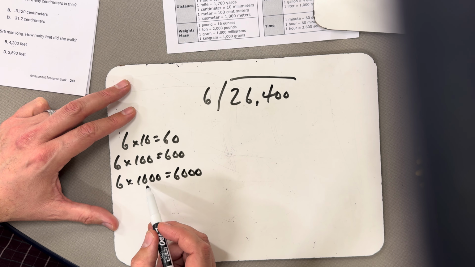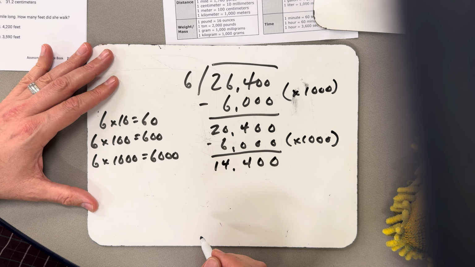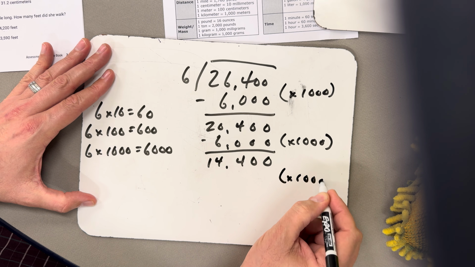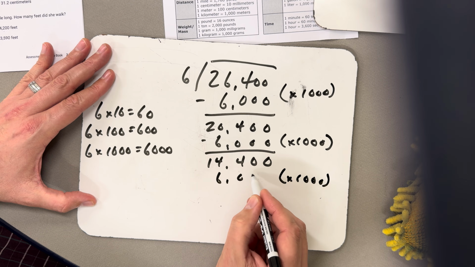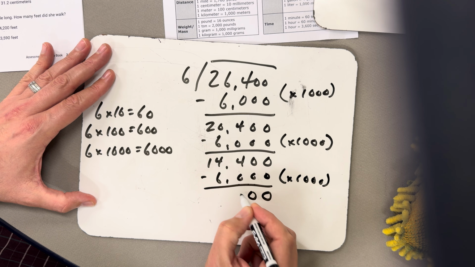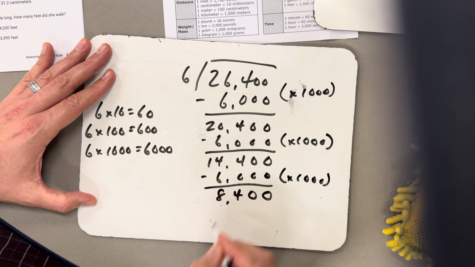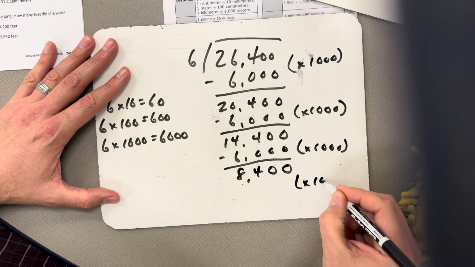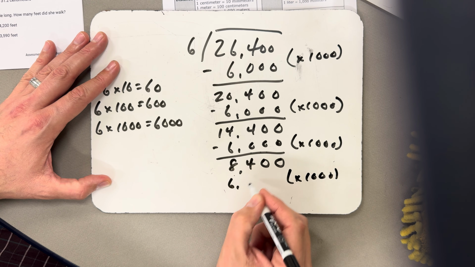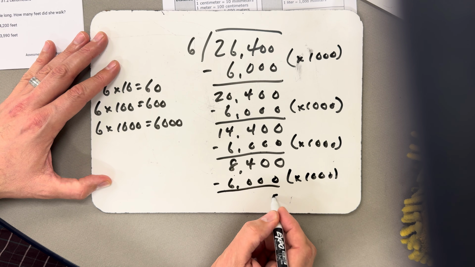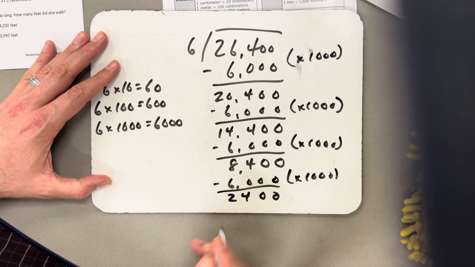Because we could do another 1,000. I'm thinking that because we haven't done any that are this big, I don't know that this is going to be that helpful to you. Let's see. We could do another 1,000. Just our partial quotients. We can do this whenever we need to, and we've done this quite a bit. So now we're getting down pretty close. 8,400, times another 1,000. Okay, now we're getting there.